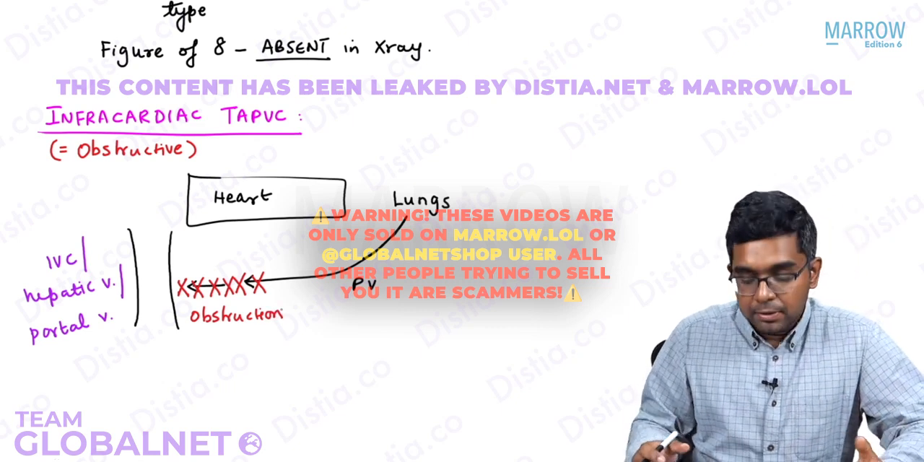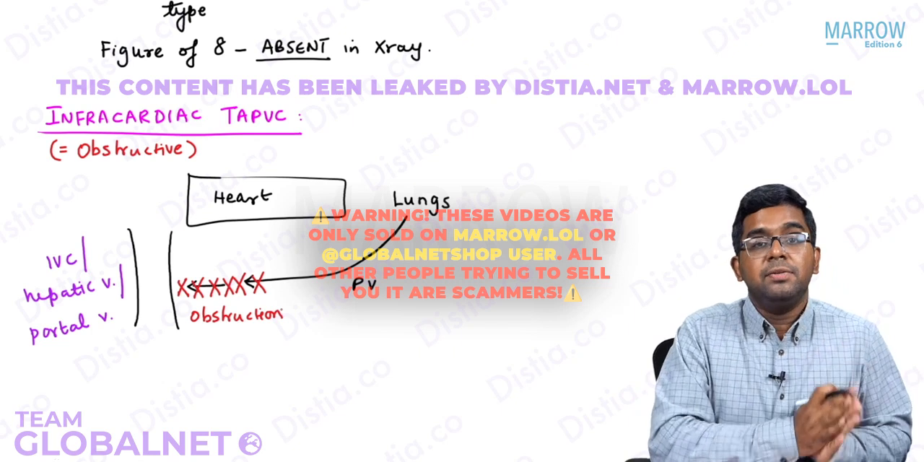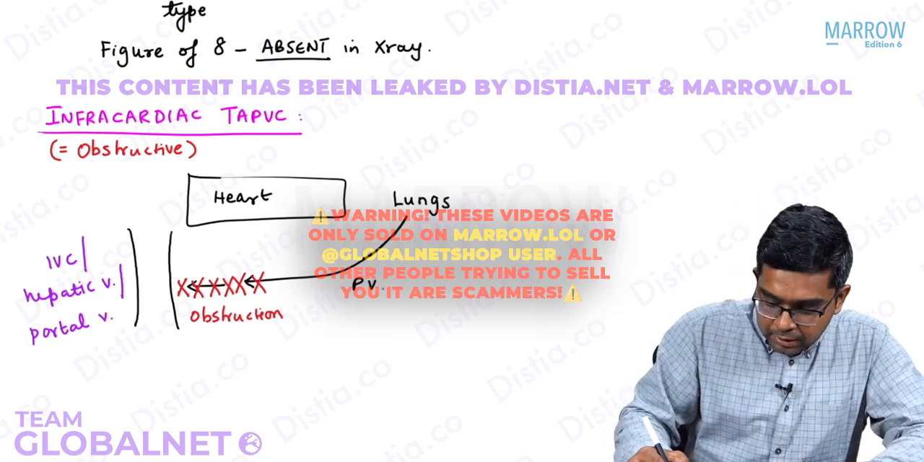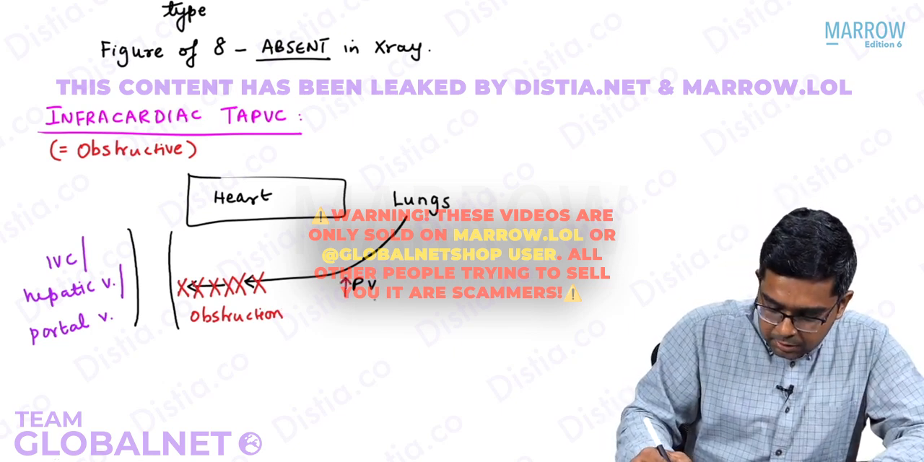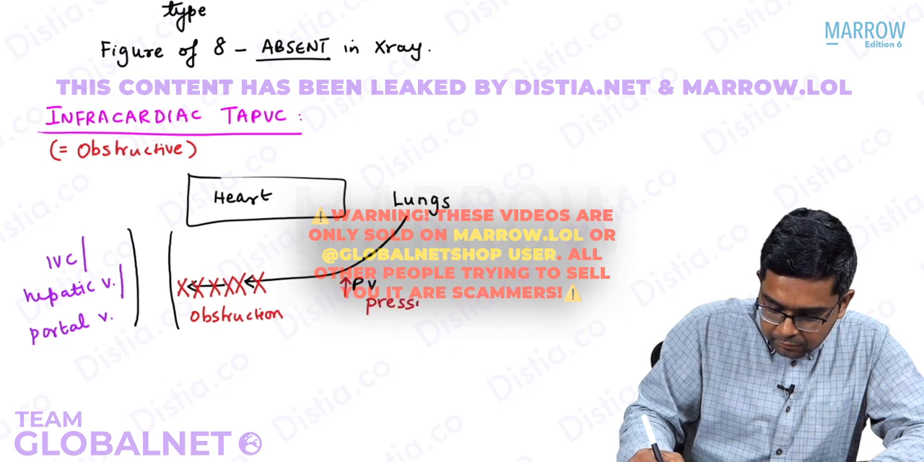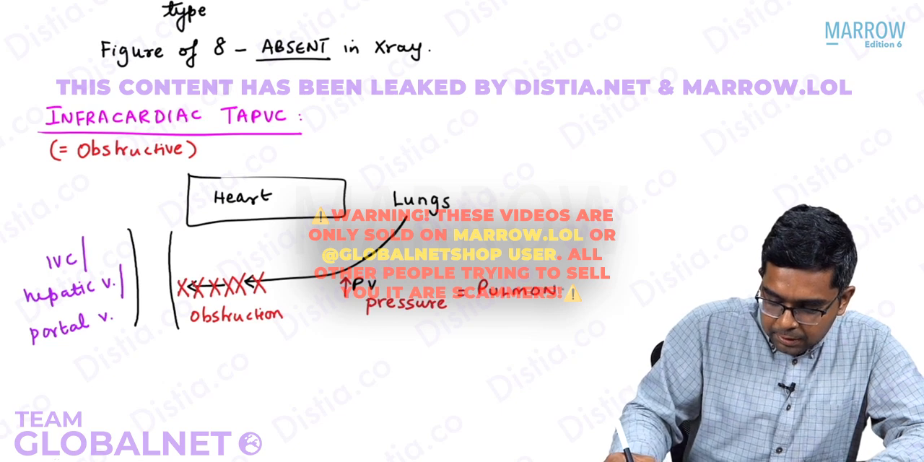So what is going to happen? The blood will not even enter into the venous structures, resulting in increased pressure in the pulmonary veins, or what we call pulmonary venous hypertension.